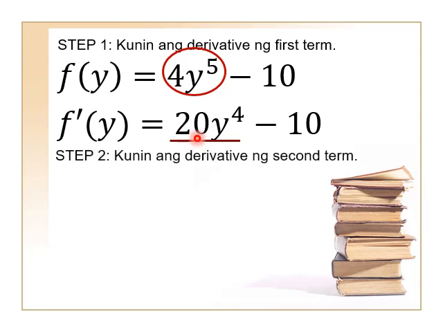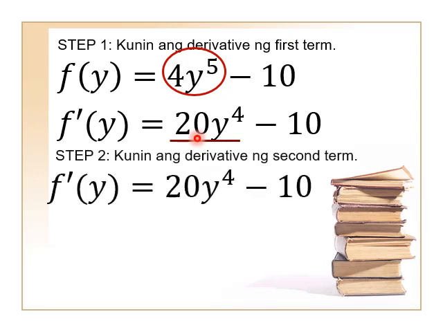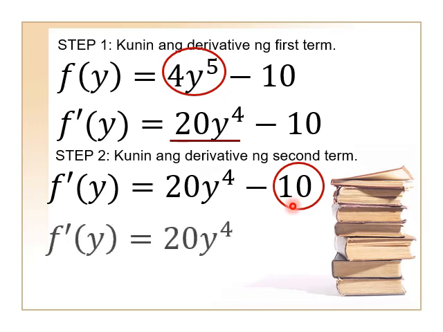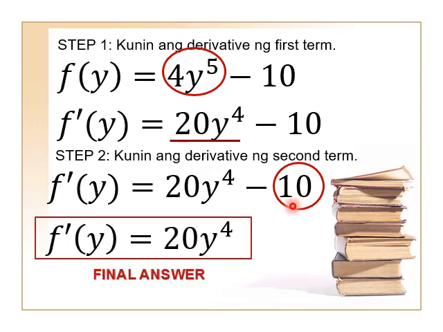Now, step 2, kunin ang derivative ng second term. Ang second term natin dito is 10. So, remember that this one is a constant. So, ang derivative ng constant is equal to 0. Kaya yung final answer natin dito is f prime of y is equal to 20y raised to 4.